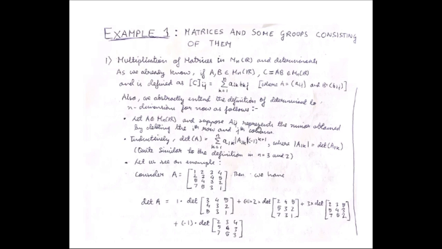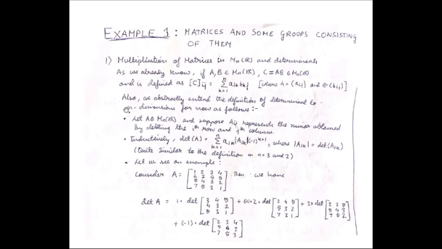The minor obtained by deleting ith row and jth column is represented as Aij. What's that? For example, A12 over here. We delete the first row 1, 2, 3, 4 and the second column. So it's basically this matrix 2, 4, 5, 5, 3, 2, 7, 3, 1. This is called the minor obtained by deleting the first row and the second column. So similarly, we represent minors as Aij.